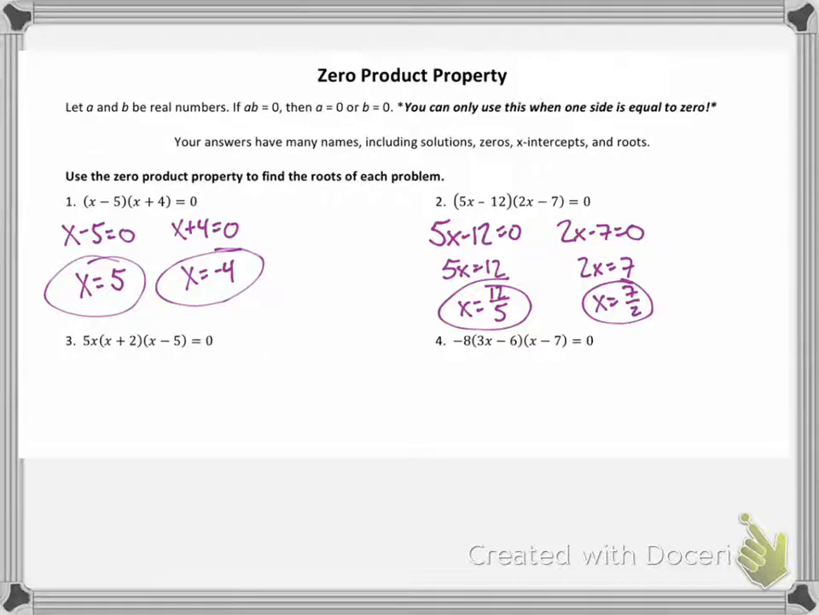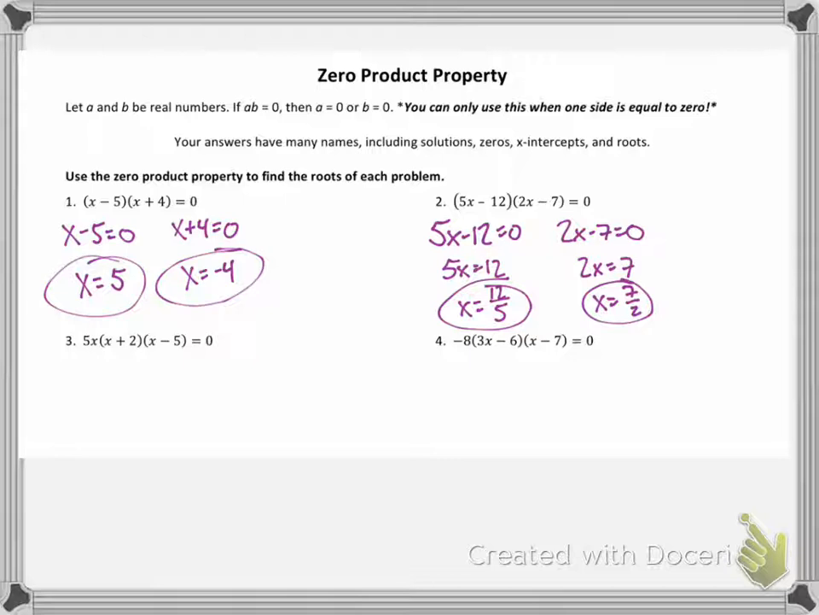Now, the only real difference in 3 and 4 versus 1 and 2. So in 1 and 2, my factors, you can clearly see, were in sets of parentheses, and I set them each equal to 0. Just because it's not in parentheses does not mean you ignore it. So you notice number 3, I have a 5x. The reason why there's no parentheses around it is because it's one singular term. I don't technically need parentheses if it's one singular term, like a 5x.